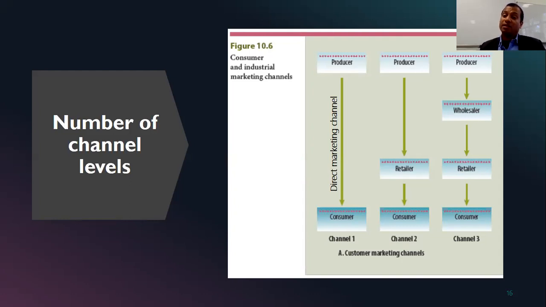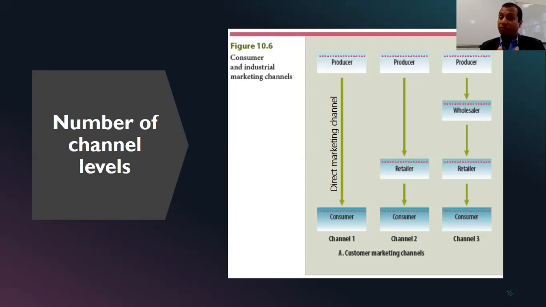So the idea is the producer will supply the finished product to the wholesaler. The wholesaler will supply the product to the retailer, and finally the consumer will have access to those products and services through the retailer. So that is the level 3 marketing channel.